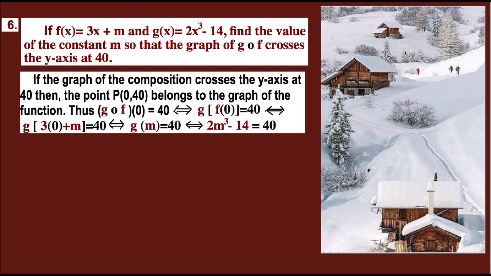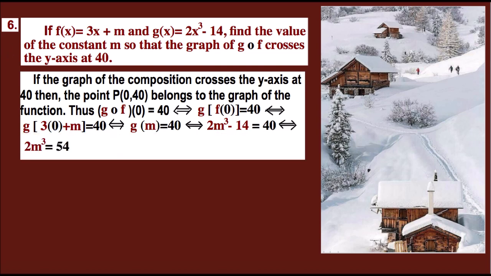This is then equivalent to 2m cubed minus 14 equals 40. Bring 14 to the other side of the equation by adding positive 14 to both sides, equivalent to 2m cubed equals 54. Divide both sides by 2, equivalent to m cubed equals 27. And then raise both sides to the power 1 over 3, equivalent to m equals 3.